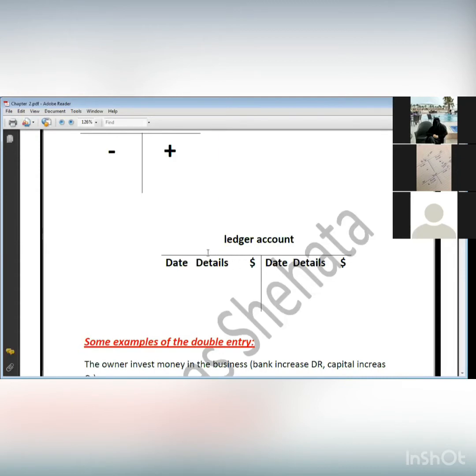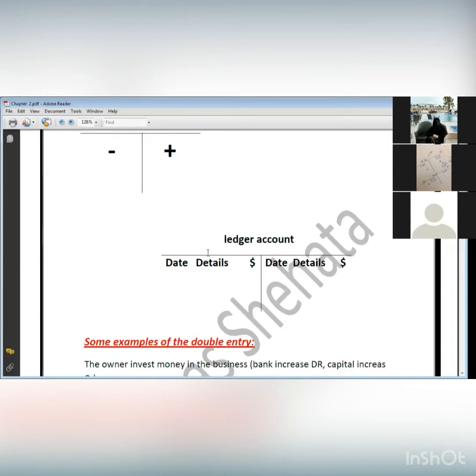What does it mean? For example, I said I purchased a vehicle by check. By check means from the bank. If you find the word check, this means from the bank. So in this case, I have 2 accounts: I have vehicle and I have bank. What happened to your vehicle? My vehicle increases, which means it will be debit.